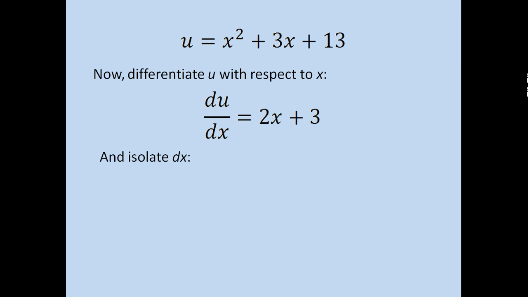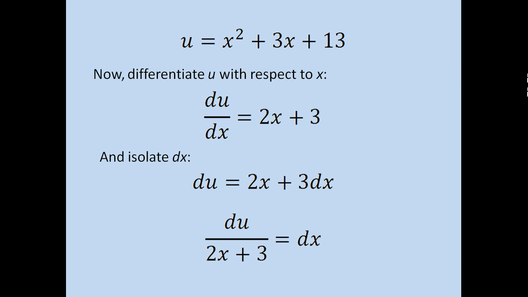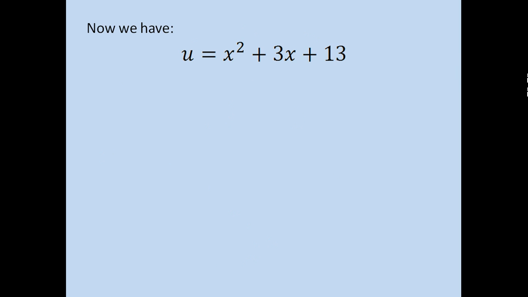And now we're going to isolate dx. That's just using a little bit of algebra. So dx equals du over (2x + 3). And now we have u equal to x² + 3x + 13, and also du over (2x + 3) equal to dx.